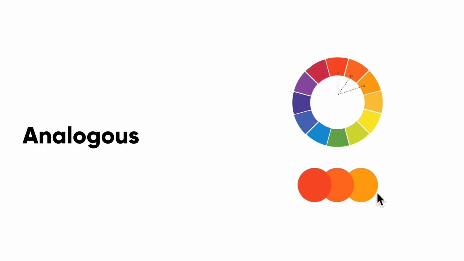The next is analogous. This is based off of three colors located next to each other on the color wheel. You'll notice them over here. We have like an orange, a lighter orange, and we're getting into kind of yellow territory. Now, this can easily be found in nature. You gotta think about like trees in autumn as the leaves change color. So these can be warm colors like orange and yellow like we see over here, or cooler colors like blue and purple. I find that they're pretty easy to work with too.